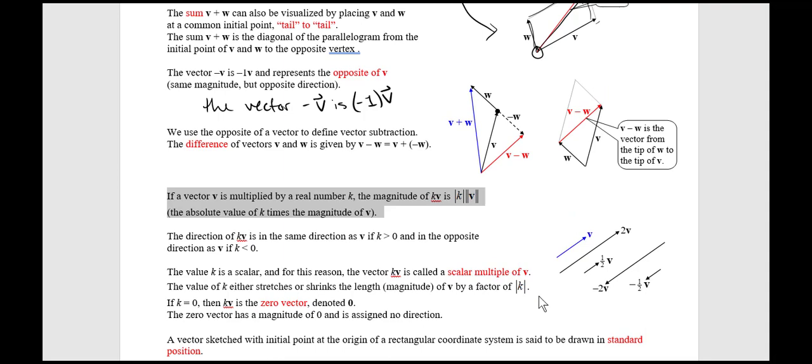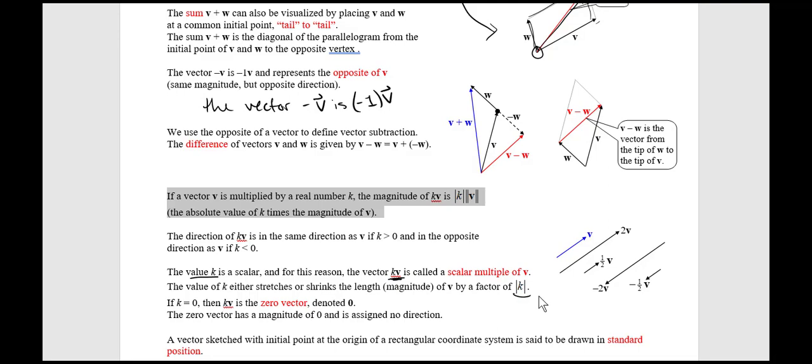So let's see here. The value k is a scalar, just a real number. Usual numbers that we're used to dealing with. Multiplied on a vector v, we call that a scalar multiple of v. All that does is scale. When we multiply a vector by a scalar, it scales the size of the vector. It stretches or shrinks the length, right? The magnitude, by a factor of whatever the absolute value of that scalar is.